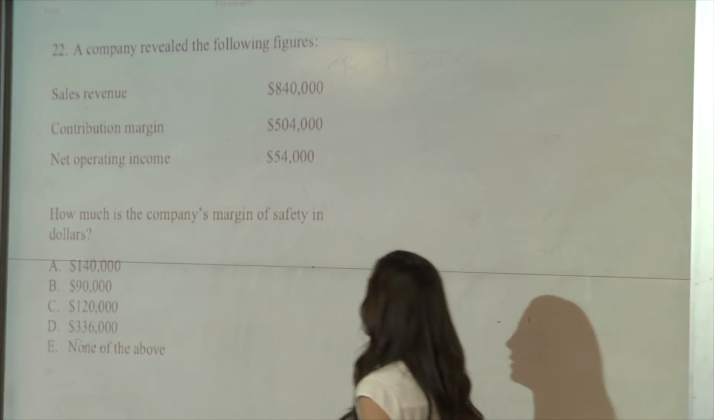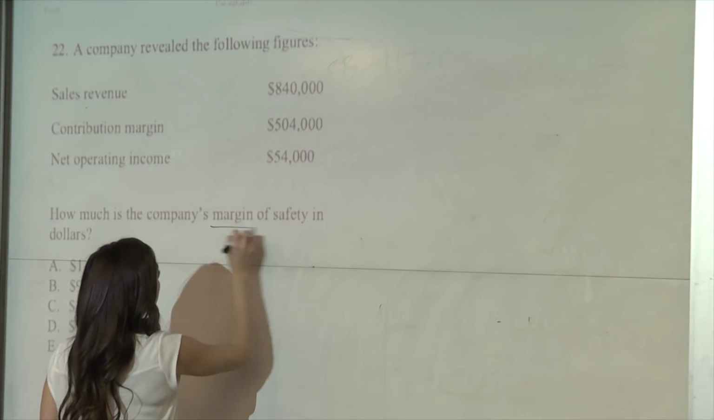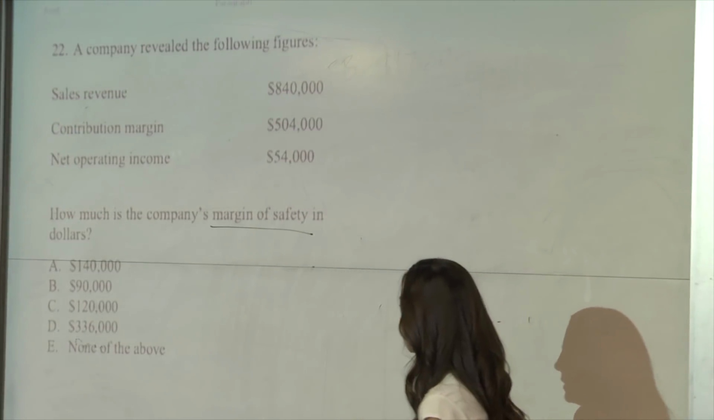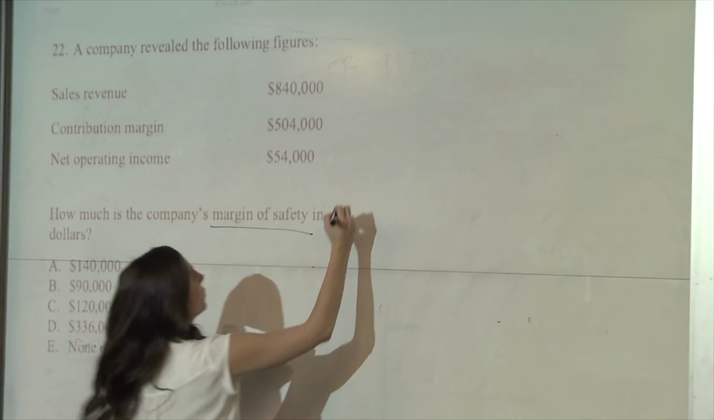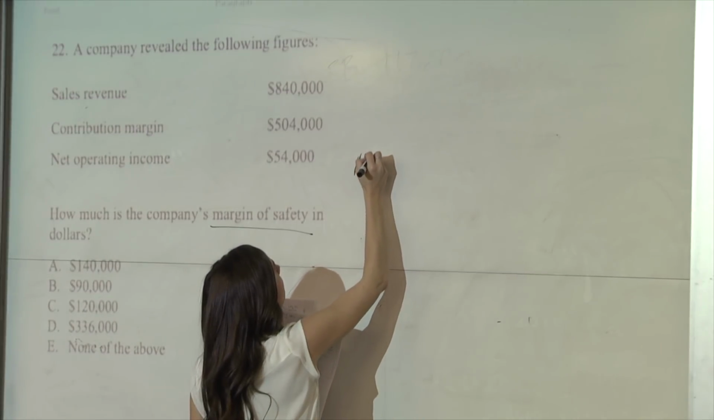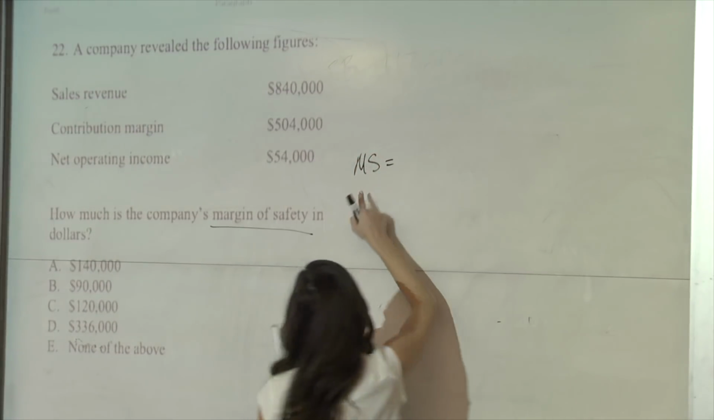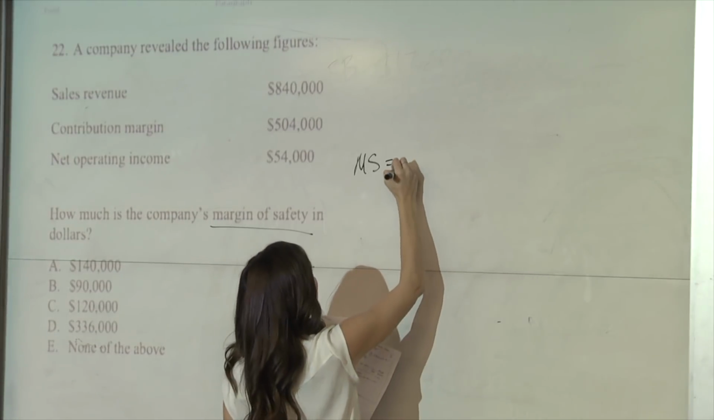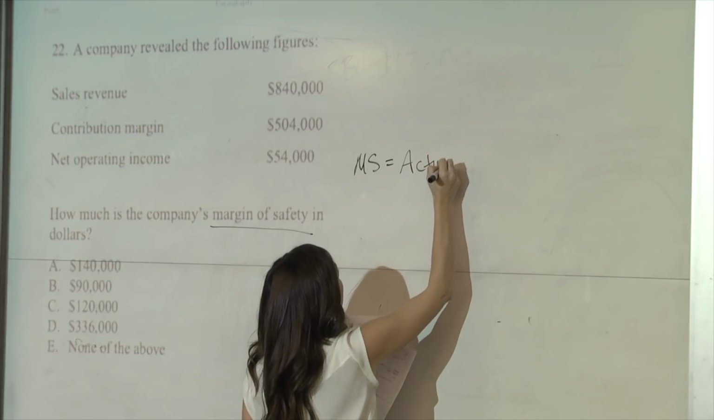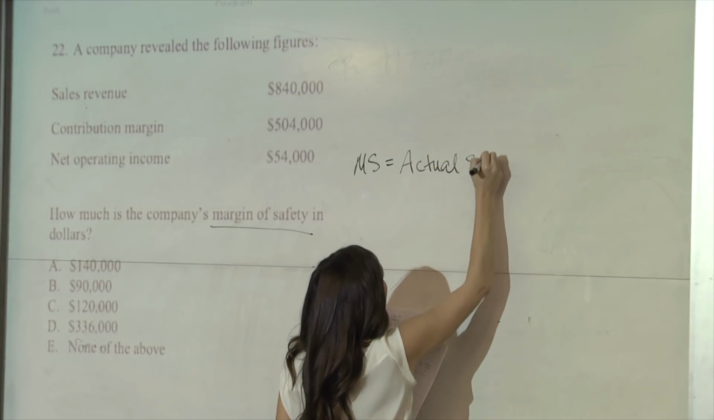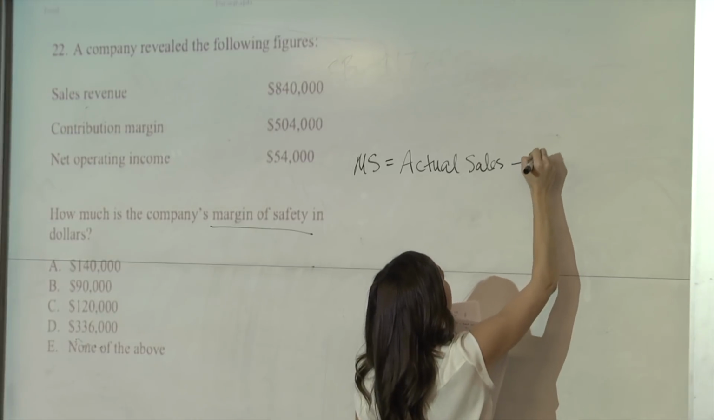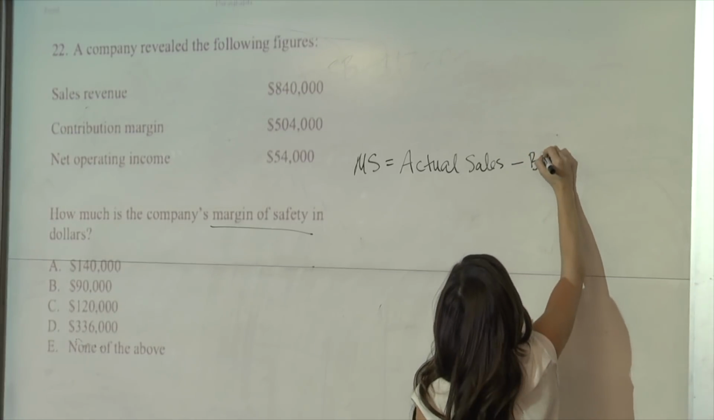So the first thing is to remind yourself what is the margin of safety. And we know that, I'm abbreviating margin of safety as MS, it's going to be our actual sales minus our break-even sales, which I'm abbreviating as BE.